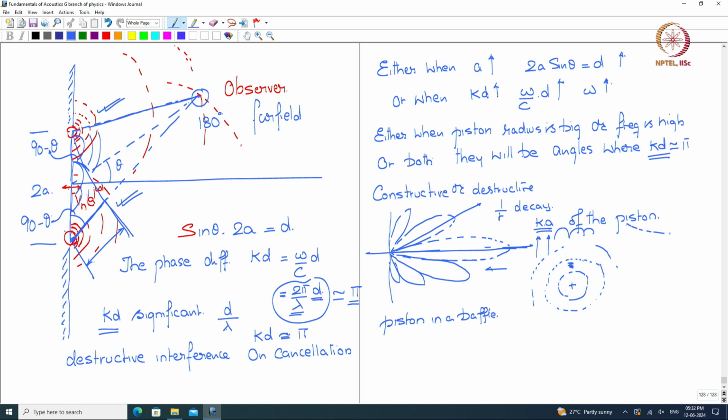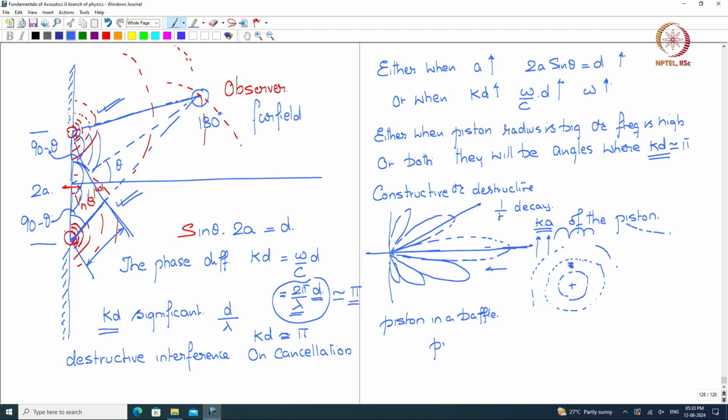So with this I close the piston in a baffle derivation and the physical explanation of how it behaves. In the next class we will see the behavior of the piston on a rigid sphere, and its subtopics like point source on a rigid sphere, etc. We will see the physics of that in the next class.